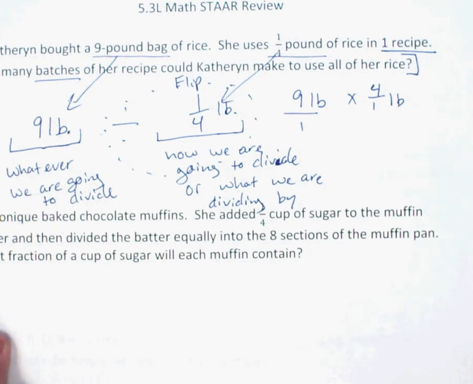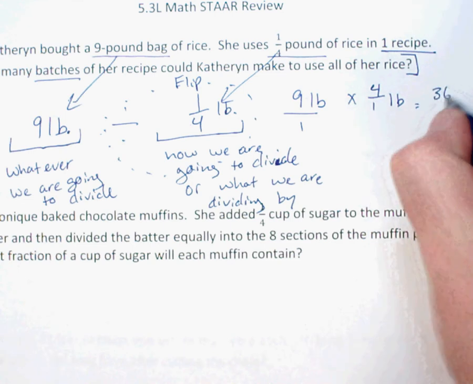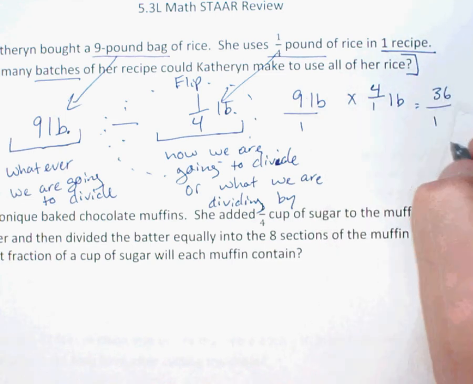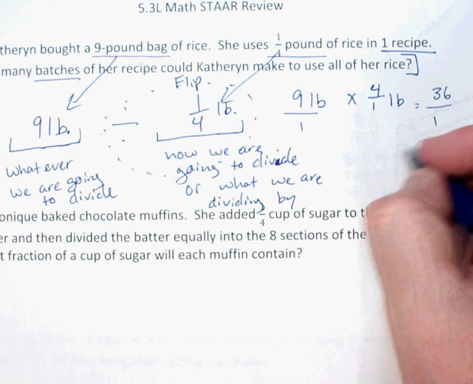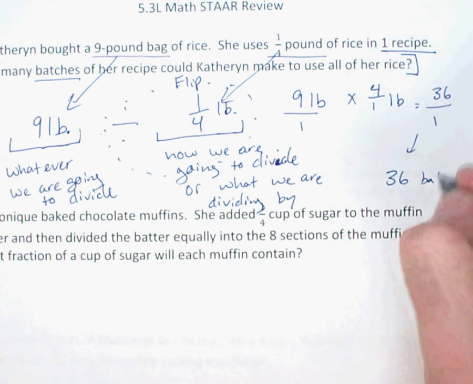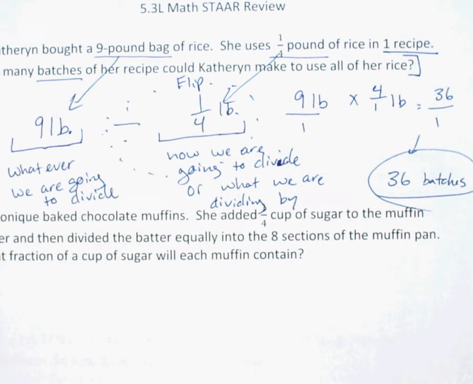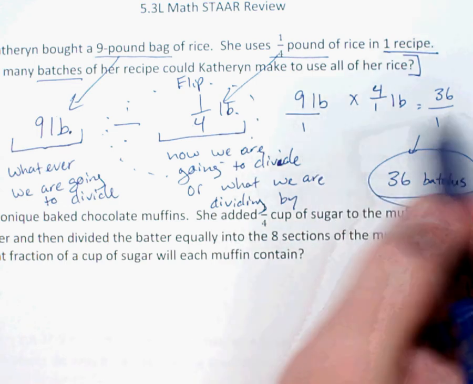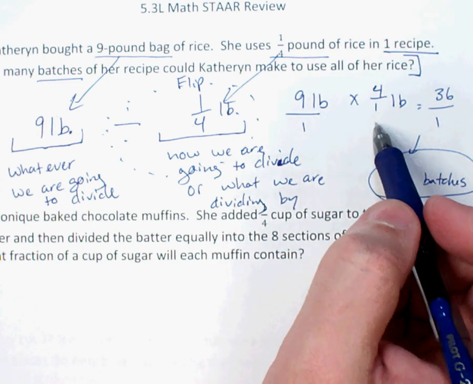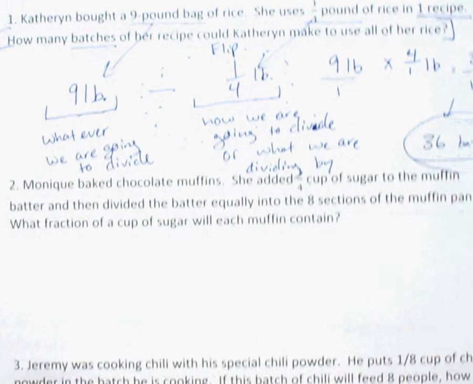And then I'm simply going to multiply across. So I'm going to multiply 9 times 4, which is going to give me 36. 1 times 1 gives me 1. And so 36/1 is just going to give me 36. And this is actually 36 batches, is my answer. And again, this part's pretty simple. Once we get it to this point, it's setting it up correctly that a lot of students are making mistakes on. All right, let's look at the next one.